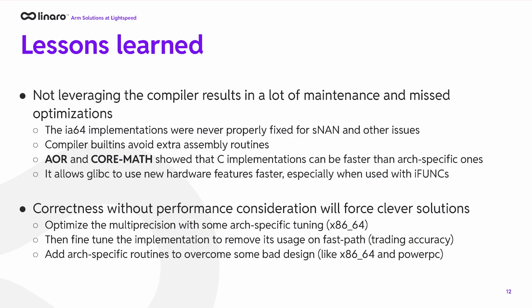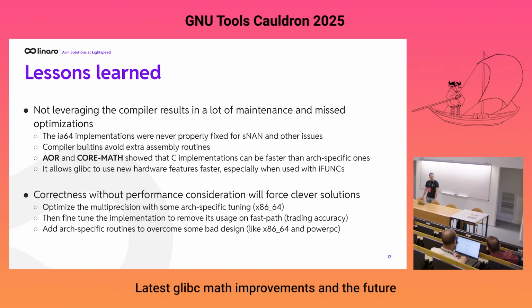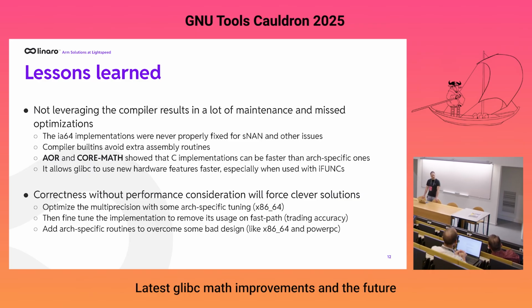Before you move on. On the last bullet, you said add architecture-specific routines to overcome bad design decisions for x86 and PowerPC. Can you give some color on what those bad design decisions were? And I'm assuming you're referring to a hardware design decision.